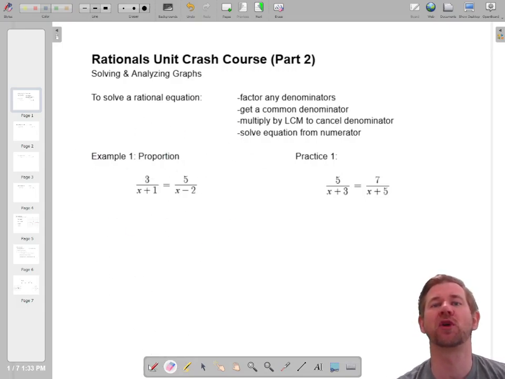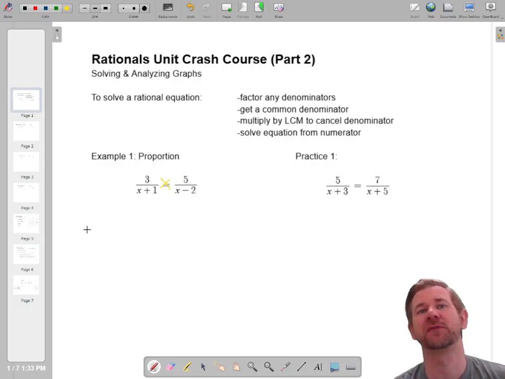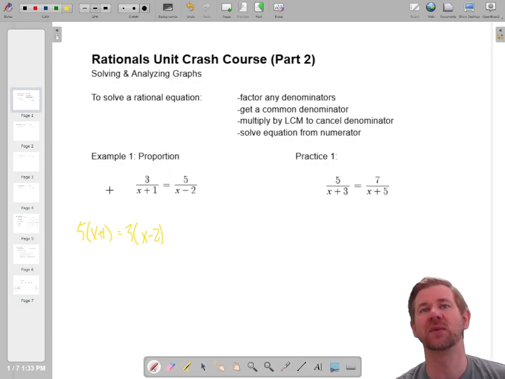So for the proportion problems, you can think of this two ways. You can think of this as cross-multiplying, so you multiply 5 times x plus 1 and 3 times x minus 2. Or you can use the strategy that we've been using, which is get a common denominator and then ignore the denominator. I'll show you how they end up being the exact same thing.